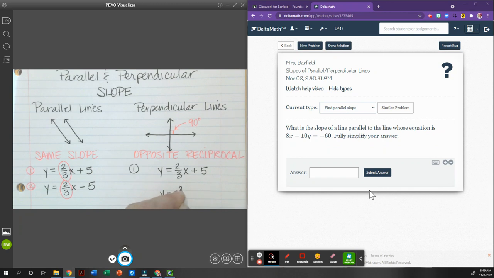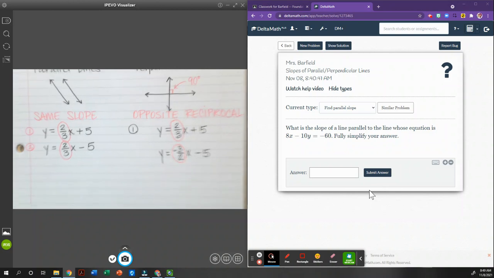So my slope would look like this. The first slope would be 2/3, and then this slope would be -3/2. So notice the first slope was positive, so the next slope is negative. That's that opposite. And then the reciprocal is just when you flip that fraction over.